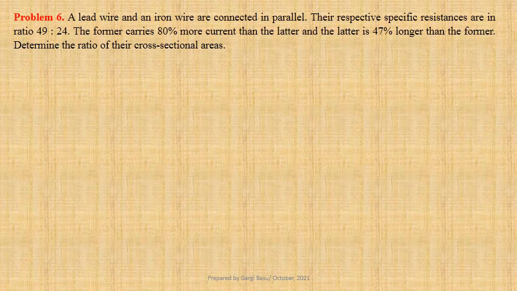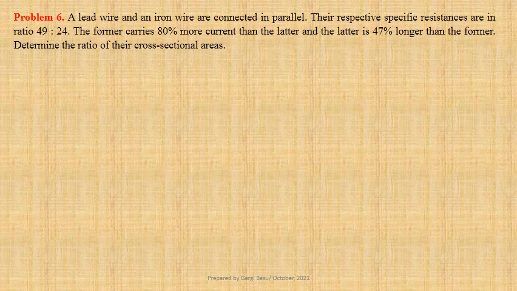A lead wire and an iron wire are connected in parallel. Their respective specific resistances are in ratio 49:24. The former carries 80% more current than the latter, and the latter is 47% longer than the former.